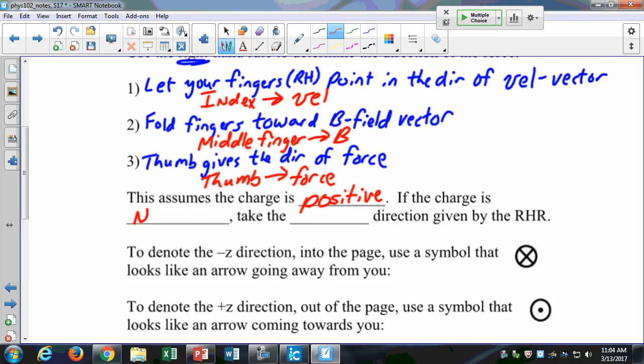If the charge is negative, then you take the opposite direction given by the right-hand rule. So if you encounter a problem, as you will, where it has a negative particle, say an electron or a negative ion, then you just follow the right-hand rule, treat it like a positive particle, but whatever direction you get, you take the exact opposite. So if you get positive z, you take negative z. If you get positive x, you get negative x. Just take 180 degrees from that direction.